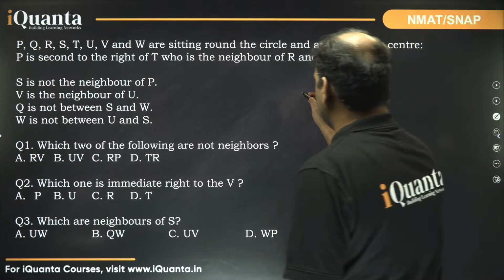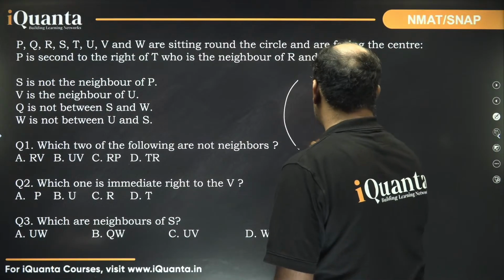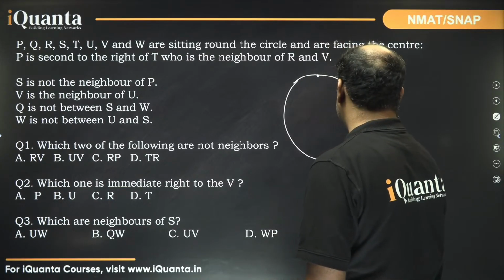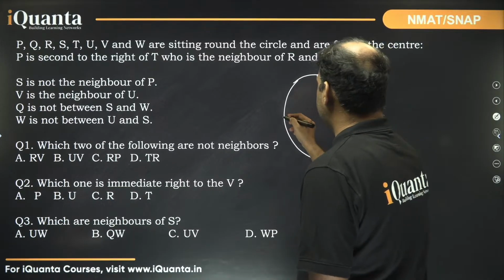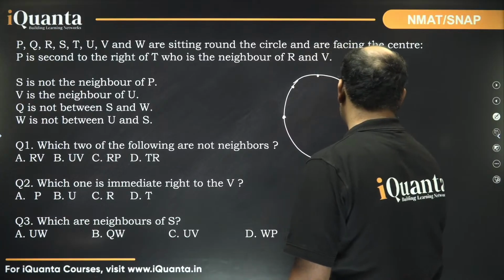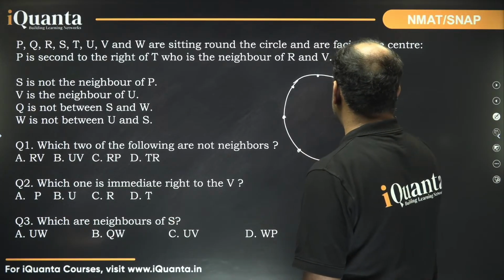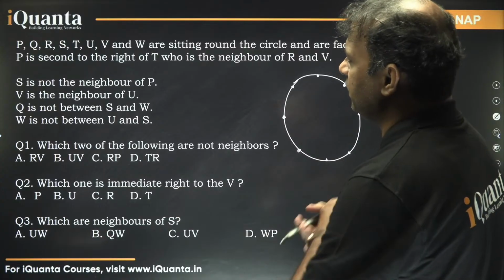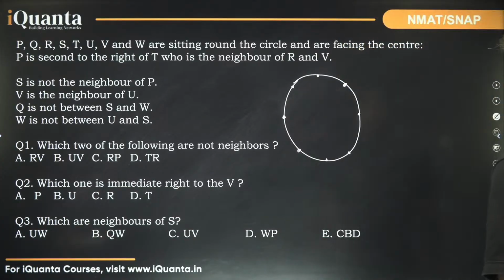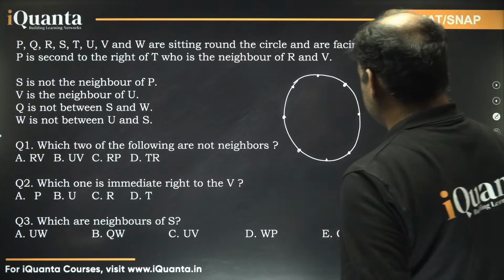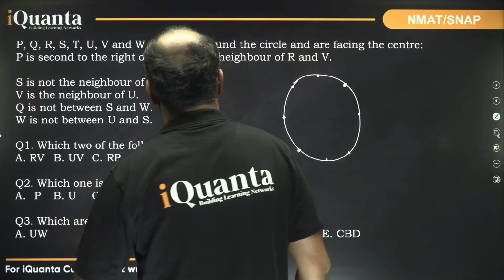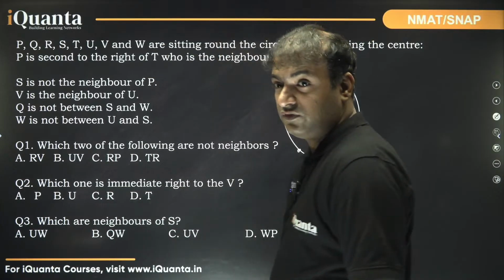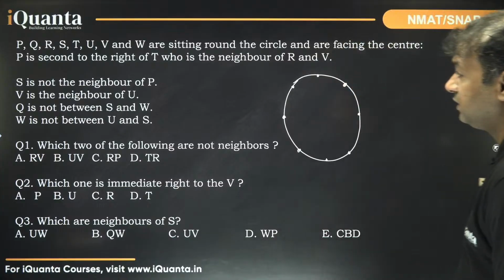Okay, let me draw a circle first with 8 people sitting in this. So 1, 2, 3, 4, 5, 6, 7, and 8. These are the 8 people we have. Now they say that P, Q, R, S, T, U, V, W are sitting around the circle, facing the center. P is second to the right of T, who is a neighbor of R and V.